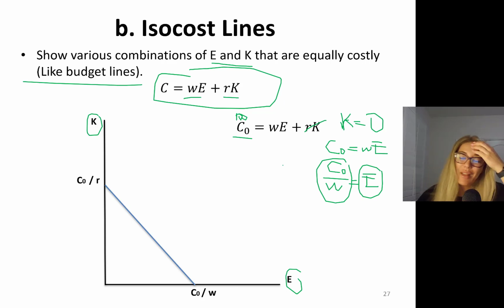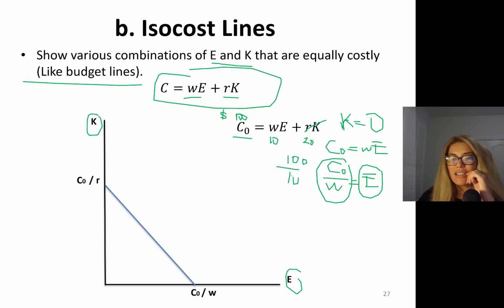Let me give you an example. I'm just going to give you a number. Imagine total cost is $100. Wage rate is $10. Rental rate is $20. So if you have $100 to spend and the wage rate is $10, I can hire 10 people. So C0 divided by W is going to be 10.